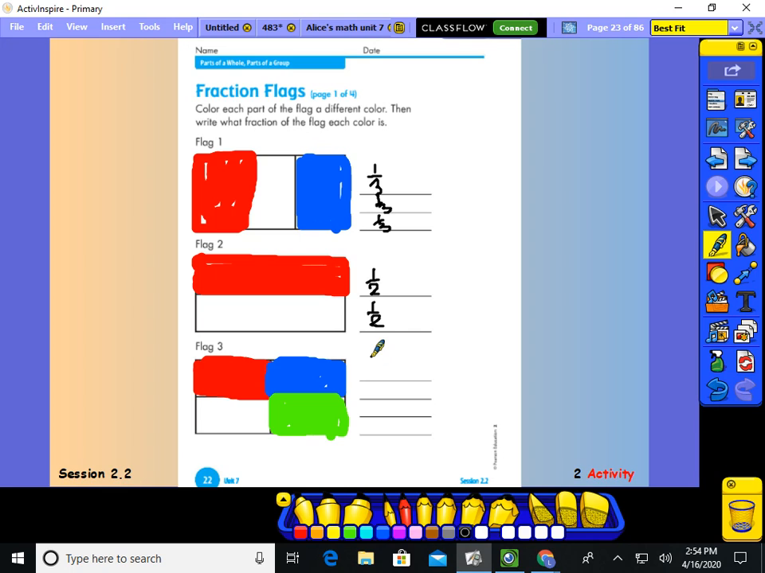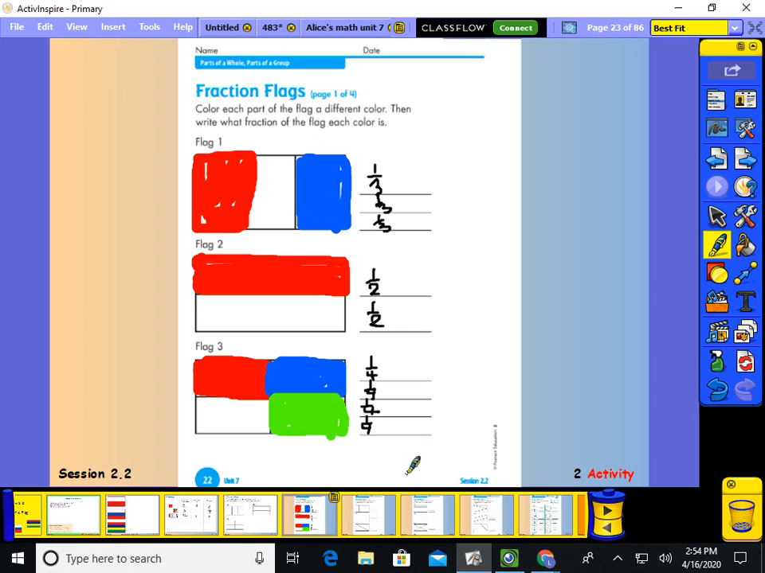On flag number 3, one part is shaded red out of 4 possible parts. One part is shaded blue out of 4 possible parts. One part is shaded green out of 4 possible parts. And one part is shaded white out of 4 possible parts. Now, if we were at school, they would be writing also the color. They would be writing red here, white here, and blue here. But for time's sake, we're going to skip that part.